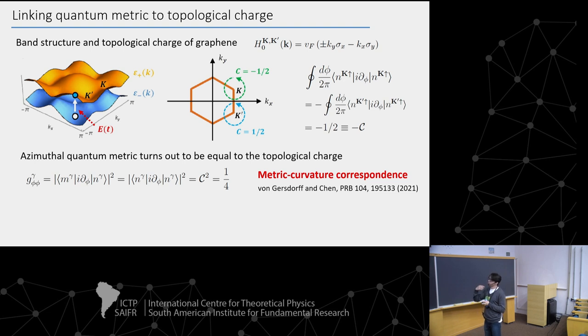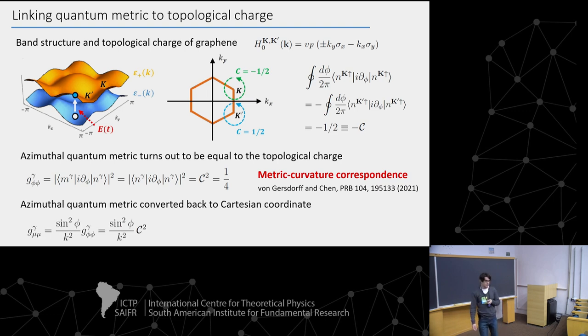If you calculate the quantum metric here using the formula on the previous slide, we see that this thing is C squared. This result was published in 2021 and is called the metric curvature correspondence. In this case, it says that this guy here should be the square root of this guy. You can generalize it for higher order Hamiltonians, and that was published by my advisor.